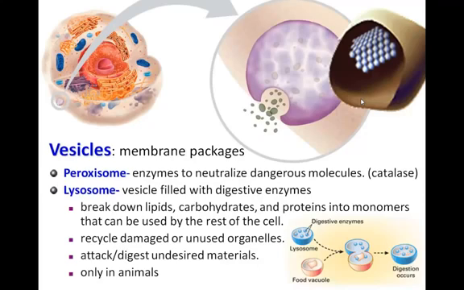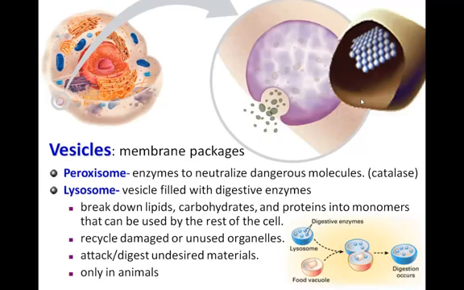So when we made mention of vesicles, it's important that we realize they're just membrane packages of enzymes or proteins in general. And there are really only two vesicles that we're interested in. The first is called a peroxisome. You may remember that hydrogen peroxide is a dangerous compound within cells. Catalase is an enzyme that breaks it down into water and oxygen. So a peroxisome is actually a catalase-filled membrane package.